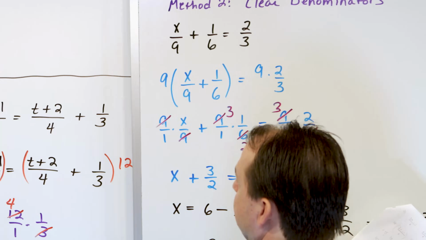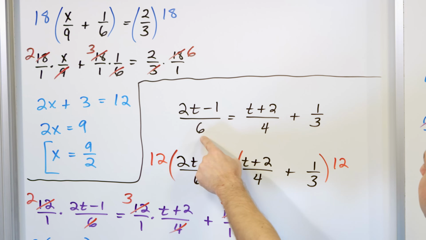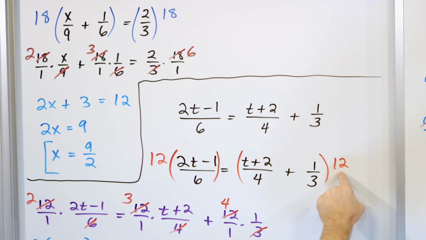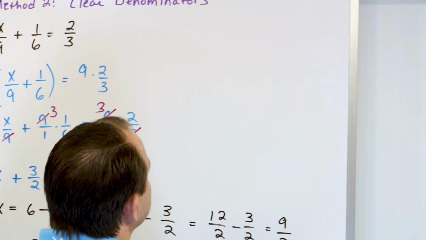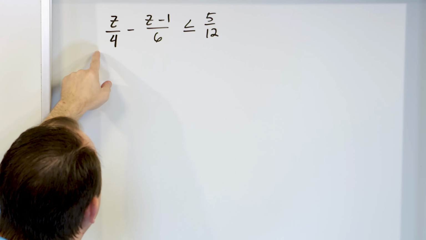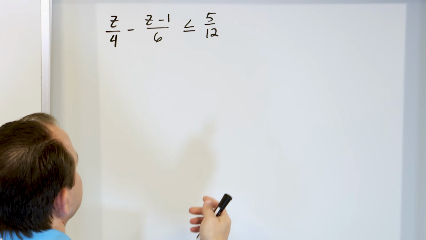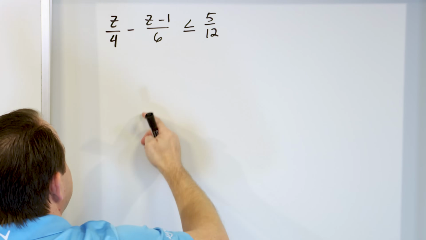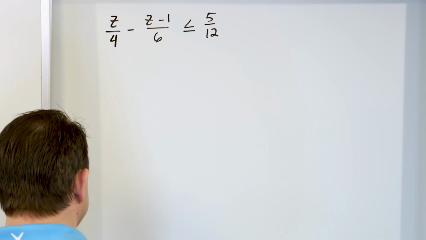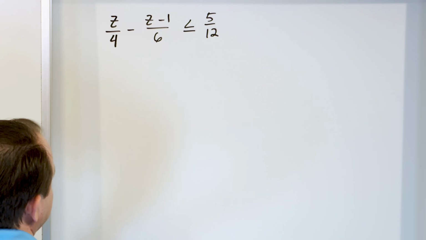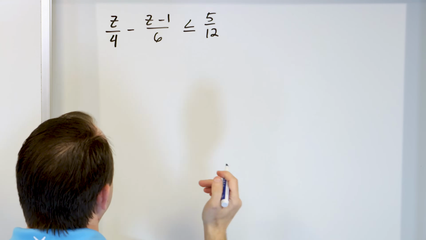And let's see here. The last one was 6, 4, and 3. We chose the number 12 to clear it. It turns out that the number 12 will also clear this equation because 12 divided by 12 is 1, 12 divided by 6 is a nice number, 12 divided by 4 is a nice number. So it just worked out that way.